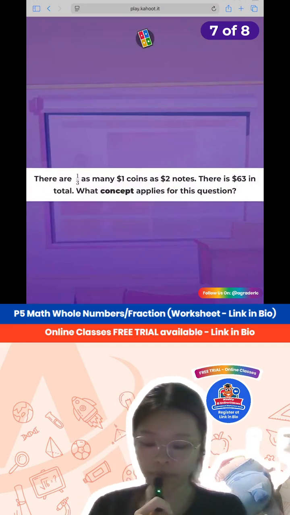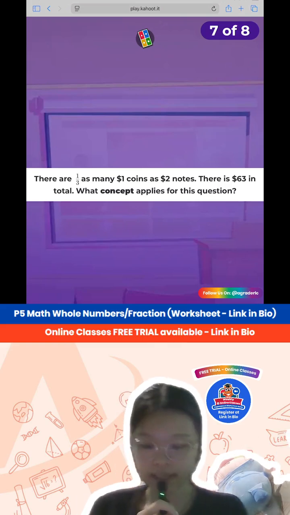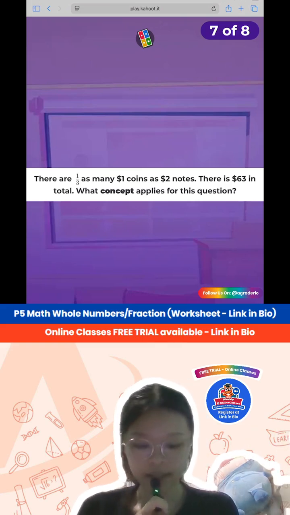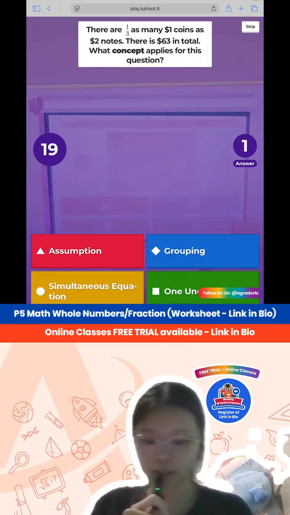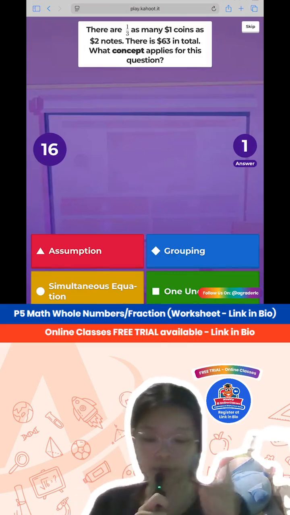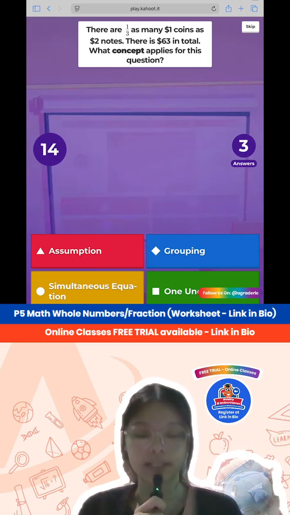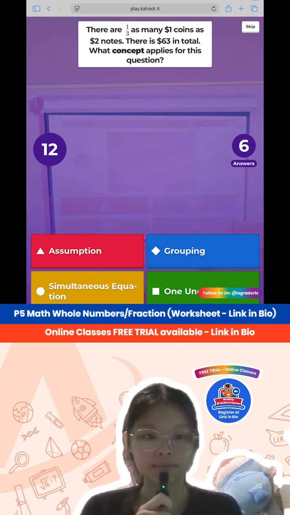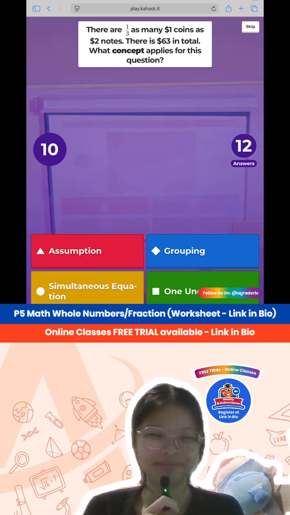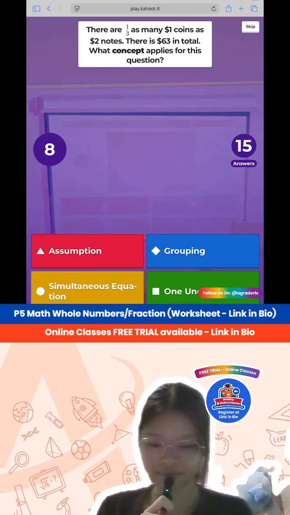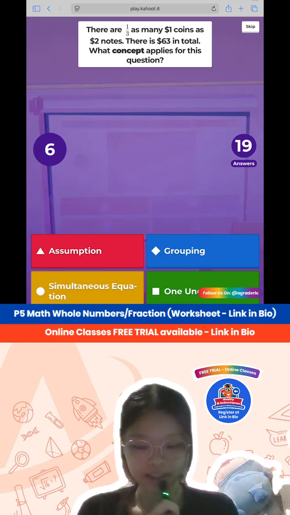Next one. There are 1/3 as many $1 coins as $2 coins. There is $63 in total. What concept? Okay, no need to solve this question. Just need to know what's the concept. Assumption or grouping or simultaneous or one unchanged.